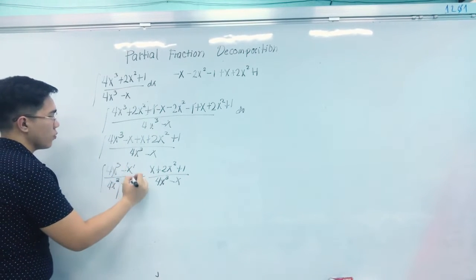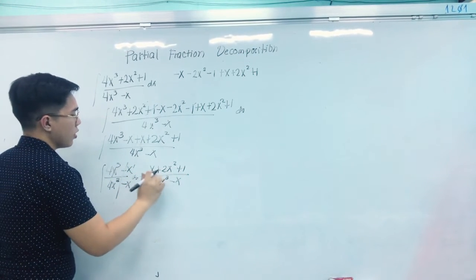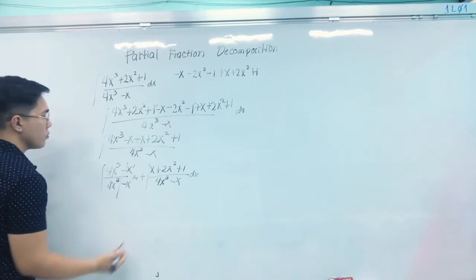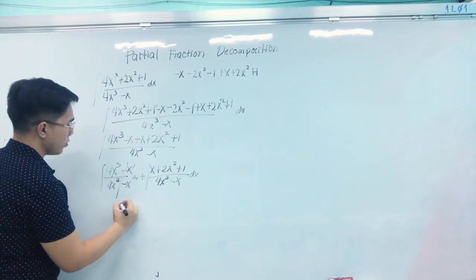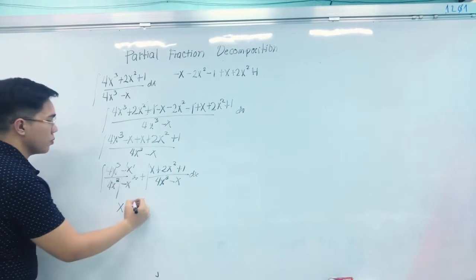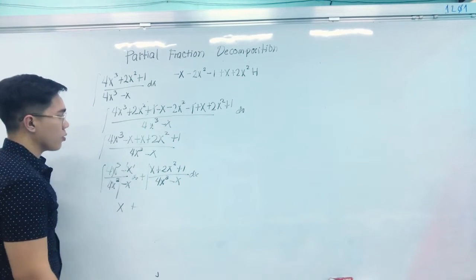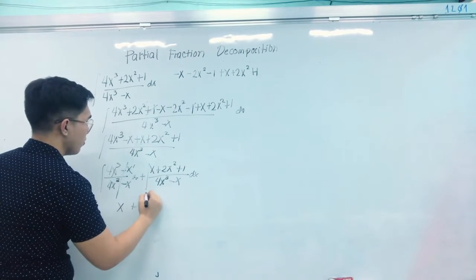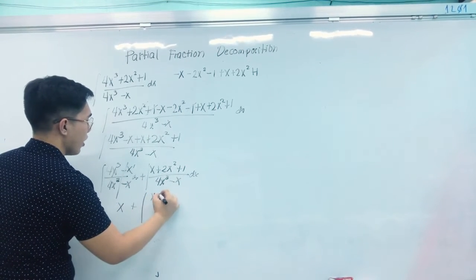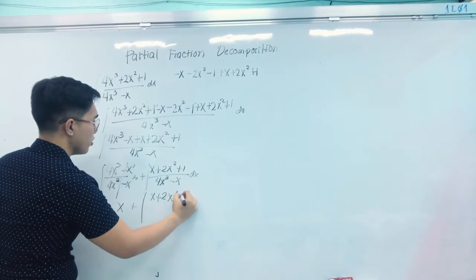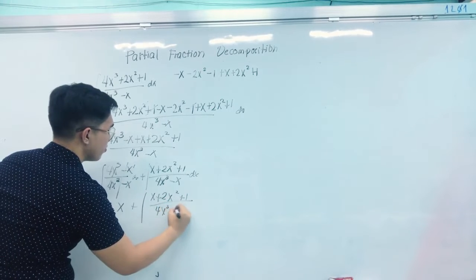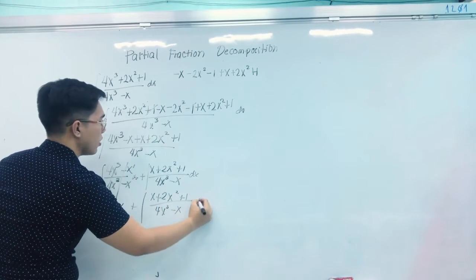So the integral of 1 dx plus this equation dx. So the integral of 1 dx will just be x. So our remaining part to be integrated will be just this part. So we'll find the integral of x plus 2x squared plus 1 over 4x cubed minus x dx.